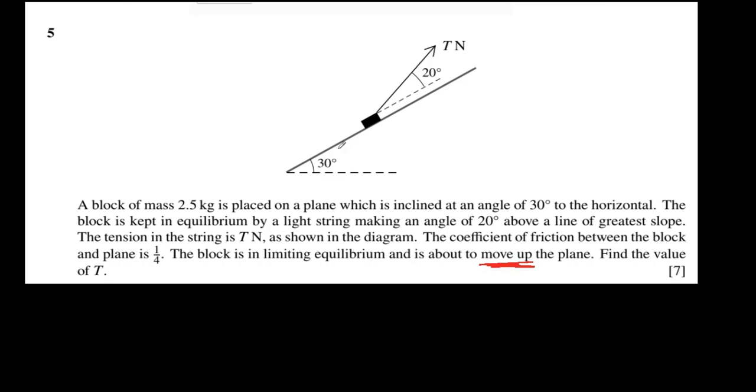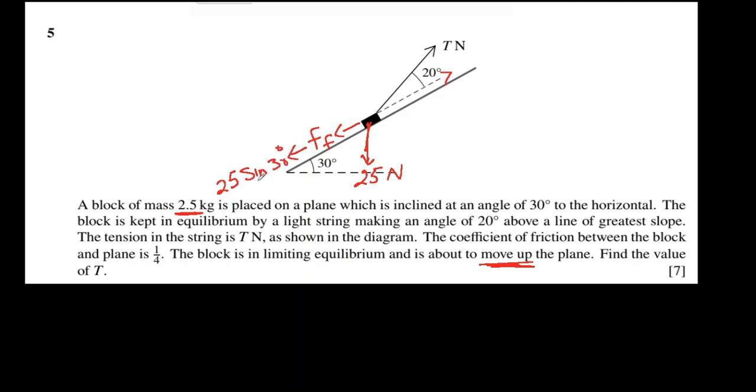When something starts to move up, the friction is downwards. That is a truth. Find the value of T. That's what they're asking. So since it is in equilibrium, the forces upwards will be equal to forces downwards. One of the forces downwards is friction. What is the second force? Second force will be the component of the weight. If the mass is 2.5 kg, weight will be 25 Newton, 10 times that. So the component in this direction will be 25 sine 30 degrees.